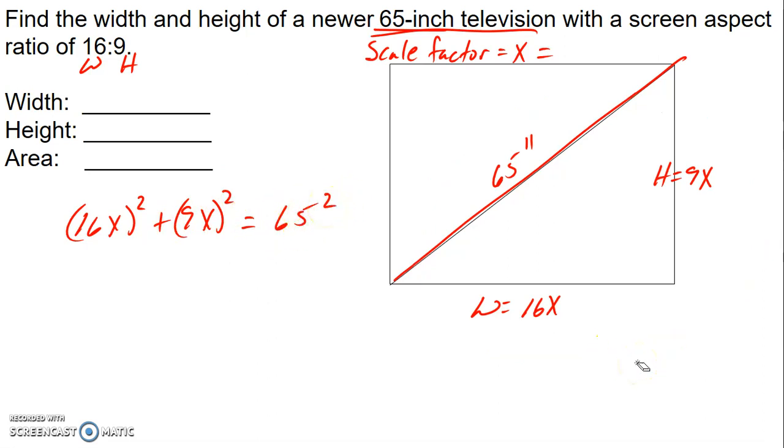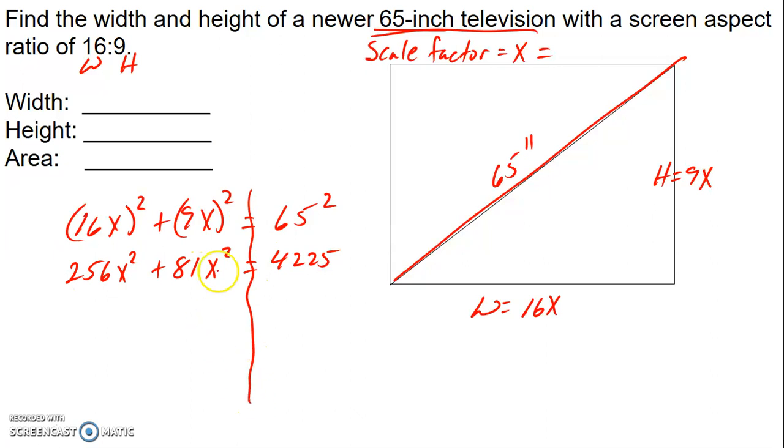Okay, and so now the first thing we're going to do is go through and square all these numbers. So 16 squared is 256x squared, 9 squared is 81x squared, is equal to 65 squared, which is 4,225. Okay. Now, again, solving our equation here, we're going to combine our like terms, 256 and 81. That is 337x squared.